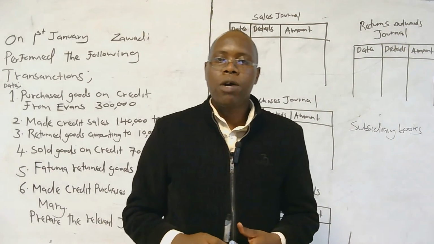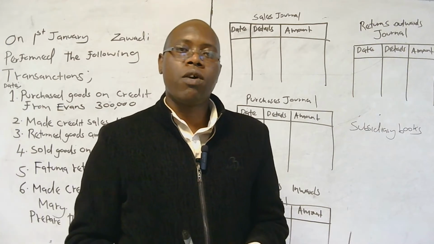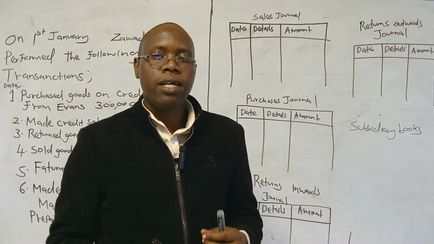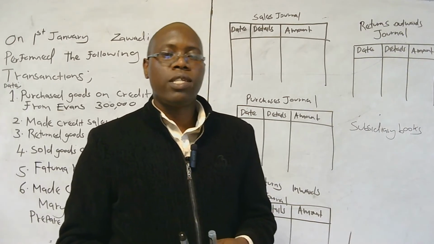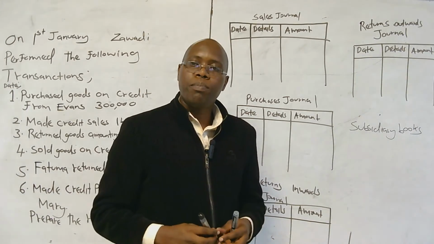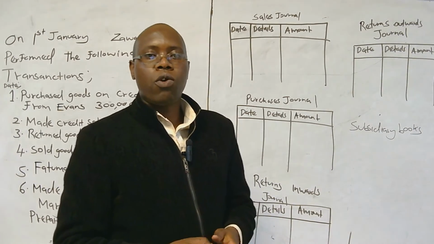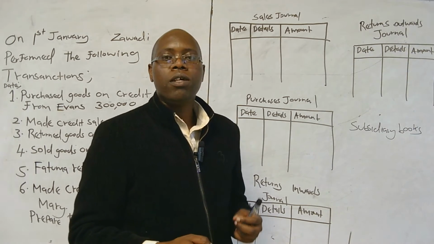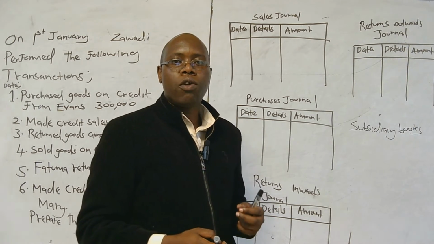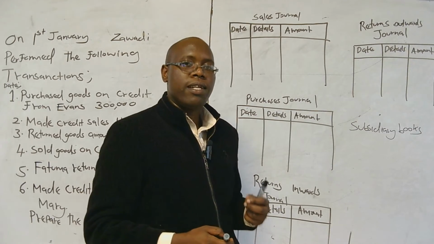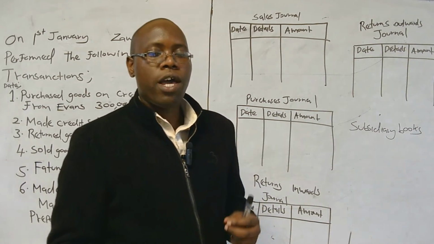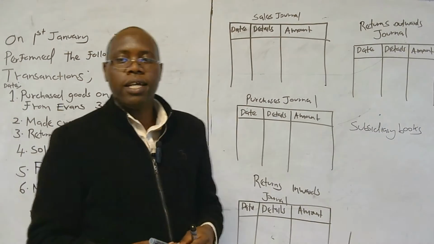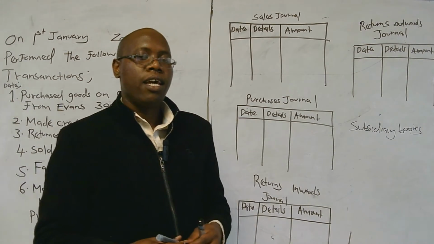When we talk about subsidiary books of account, these are those particular books of account that do not take into consideration the concept of double entry. So they are not going to recognize the concept of double entry. And you know very well, the concept of double entry clearly states that for every debit entry, there must be a corresponding credit entry.